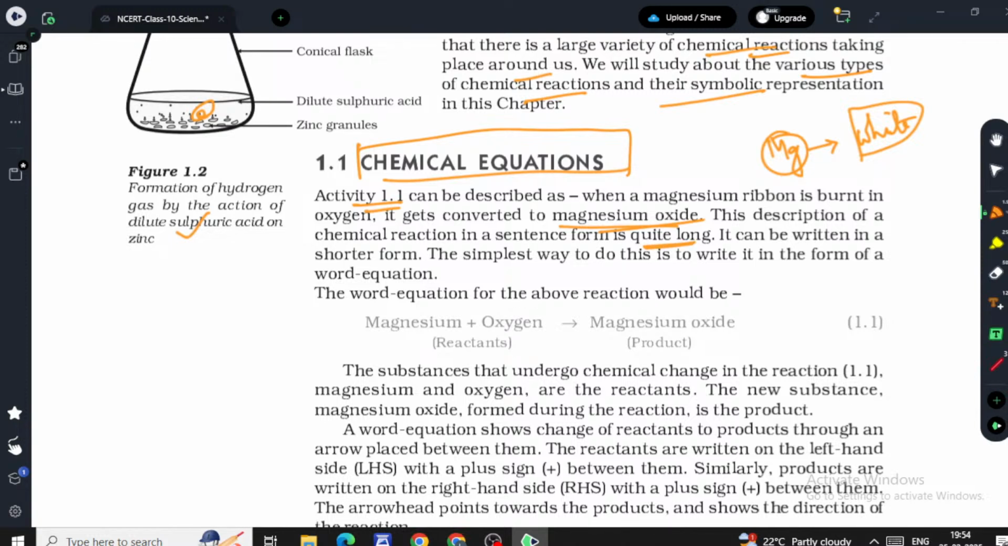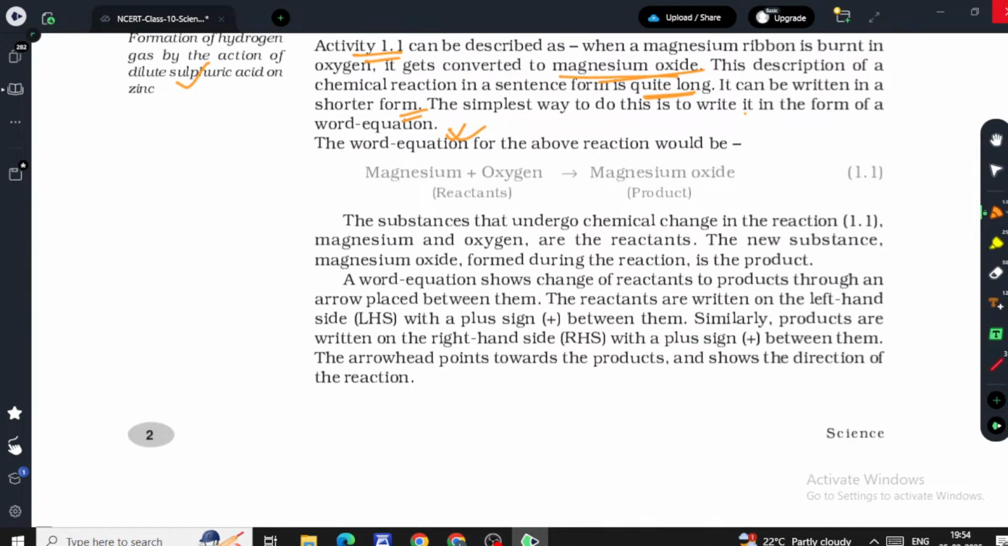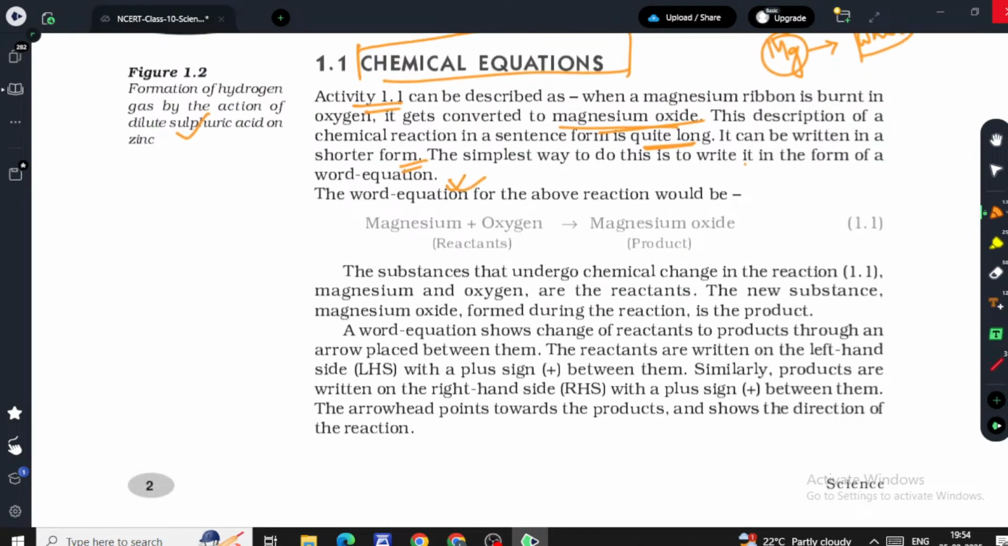This description of a chemical reaction in a sentence is quite long. It can be written in a shorter form. The simplest way to do this is to write it in the form of a word equation. The word equation for the above reaction, that means activity 1.1, would be magnesium plus oxygen equals magnesium oxide.